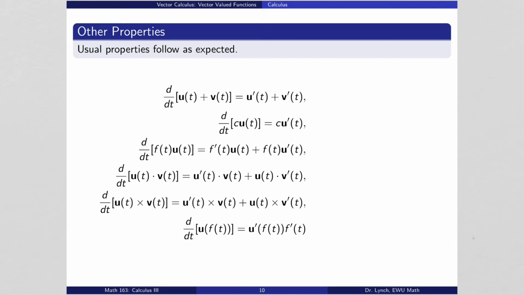Okay, other properties follow as you might expect. Here's a list of those properties. The derivative of the sum is the sum of the derivatives. The derivative of a scalar times a vector valued function is a scalar times the derivative of the vector valued function. We have a couple different product rules here depending on whether you have a product of a scalar with a vector or the dot product or cross product of two vectors. And finally, the chain rule, the derivative of a composition of a vector valued function with a scalar valued function: the derivative of the outside evaluated at the inside times the derivative of the inside function.